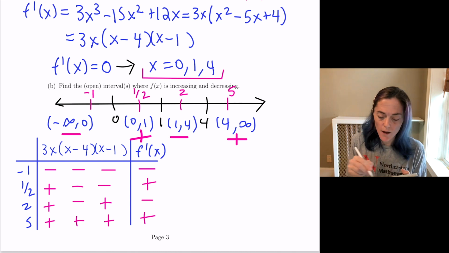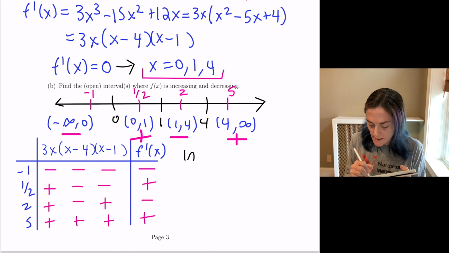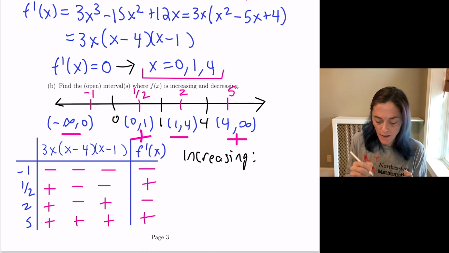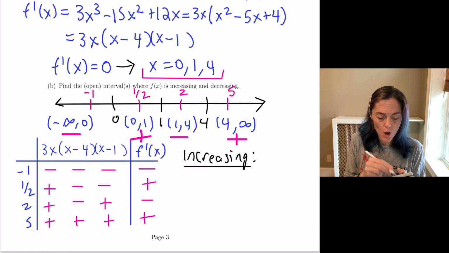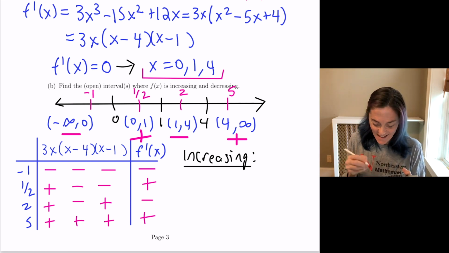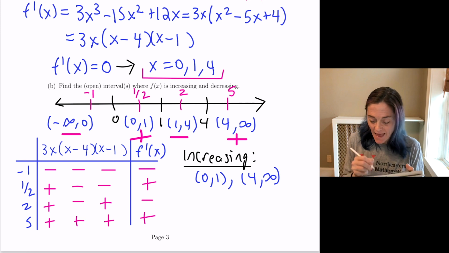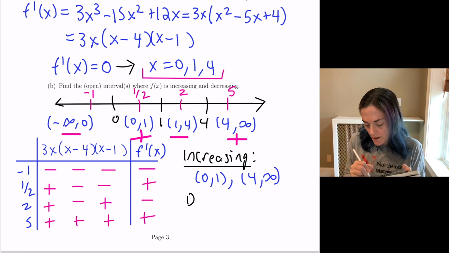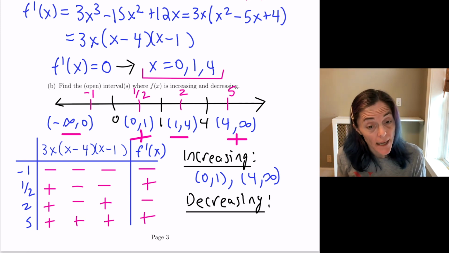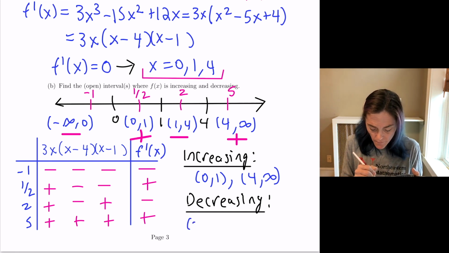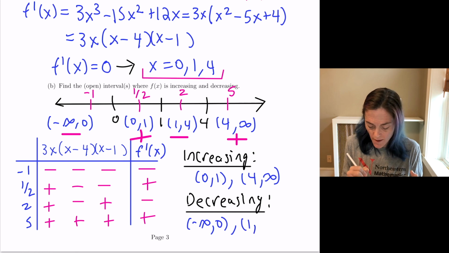Now I can just read off my conclusion. My function is increasing everywhere I see a plus. So this will be 2 open intervals. This will be 0 to 1 and 4 to infinity. And then my function is decreasing everywhere I see a minus. This will be minus infinity to 0 and 1 to 4.